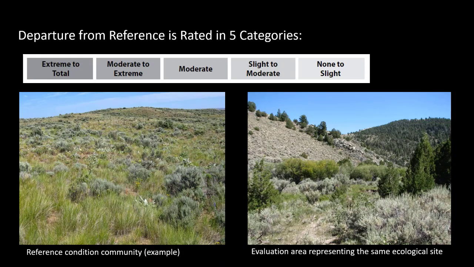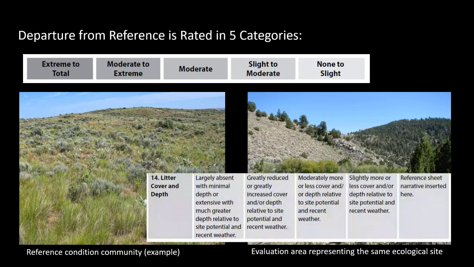Returning to our hypothetical mountain big sagebrush community, observers would use the reference sheet along with an evaluation matrix to guide their ratings for the 17 indicators. The descriptions in the evaluation matrix help to assign the departure ratings consistently. Here, the generic evaluation matrix for litter cover and depth is shown. However, ecological site-specific matrices can be developed and attached to the reference sheet for even further consistency.